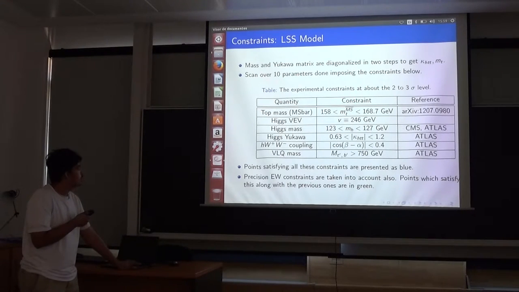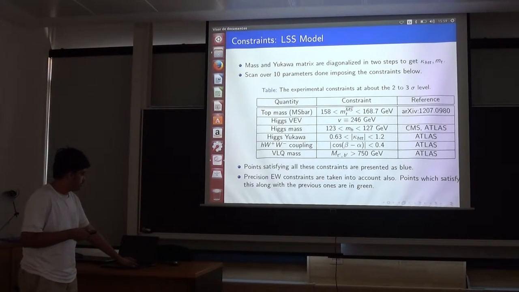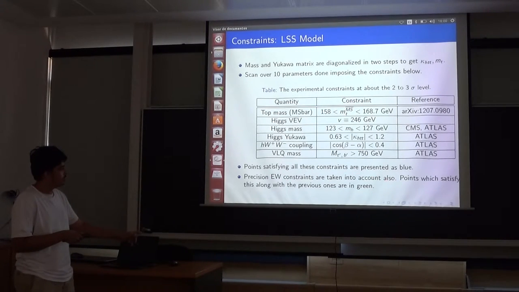And then we scan over the same parameters and use these constraints. Also here we are putting a loose constraint, not exactly alignment, but just putting less than this one. And these are the direct constraints on the vector-like mass. Points satisfying all these constraints are shown in blue at the latter part, and then precision electroweak constraints are taken into account, and points that satisfy these along with the previous ones are shown in green.